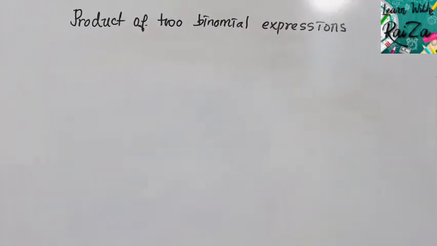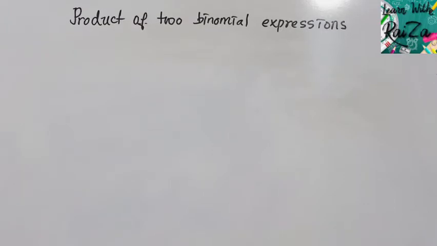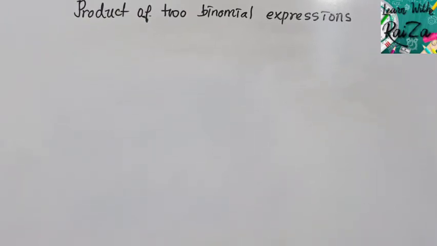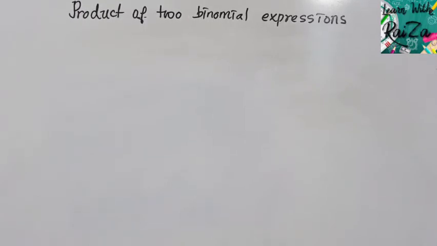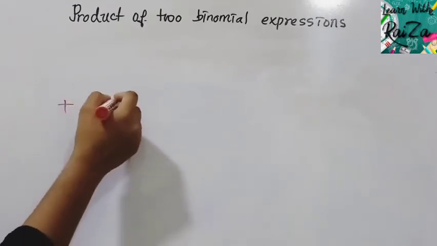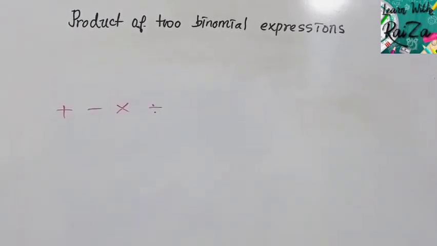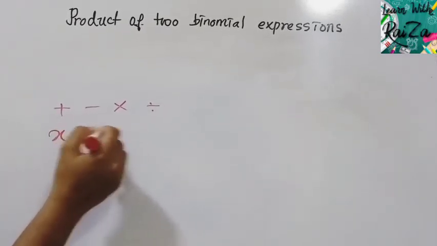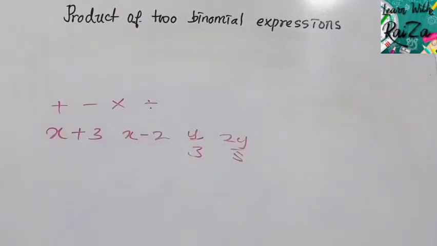Well students, now let's move into the product of two binomial expressions. Before we move into this, first of all, I'll just remind you again what are these algebraic symbols, algebraic terms, algebraic expressions, binomial expressions. So you should know them. Algebraic symbols are the normal ones, the positive, negative sign, multiplication, division likewise. And algebraic terms, as we talked before with the expression, terms like x plus 3, x minus 2, y upon 3, 2y upon 5. Likewise, these are also there.